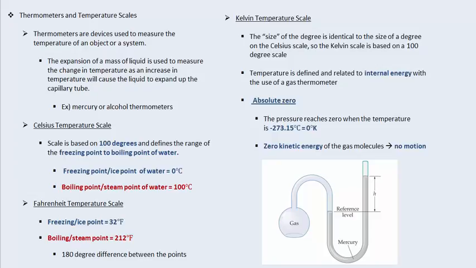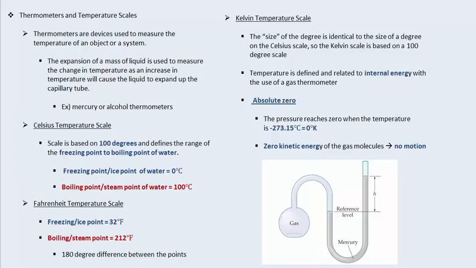There are three temperature scales that are used around the world. The first one is the Celsius temperature scale, being the most popular. This scale is based on 100 degrees and defines the range from the freezing point to the boiling point of water. On the Celsius scale, the freezing point of water is equal to 0 degrees Celsius, while the boiling point of water is equal to 100 degrees Celsius.